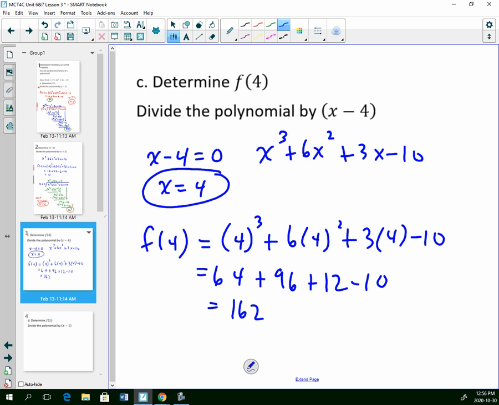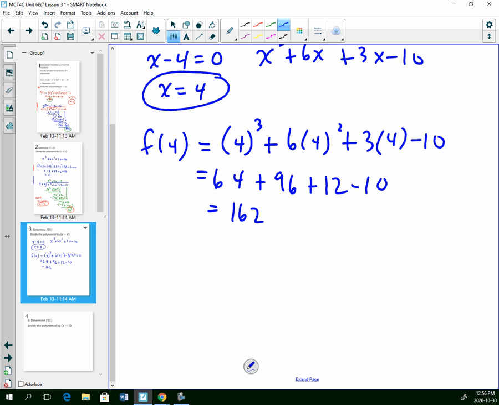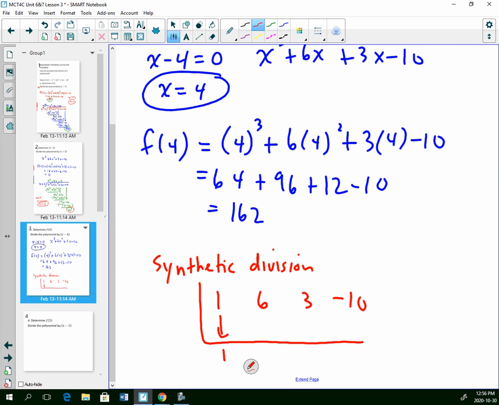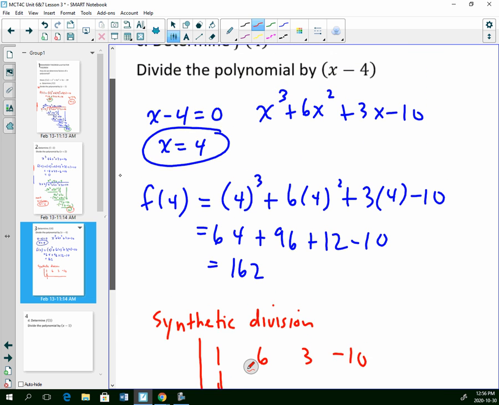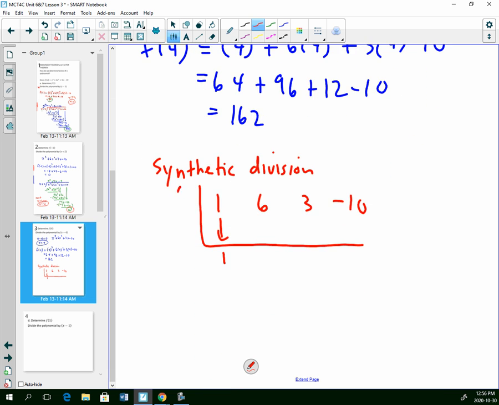Okay, now I'm going to do synthetic this time because I've done 2 examples of long division, so let's do synthetic. So synthetic, remember that we only use the coefficients. We don't worry about the variables. And it's just a quicker way. So the coefficients are 1, 6, 3, -10. We bring down the first number and we divide by the root, not the x minus 4. We divide by 4, the root.